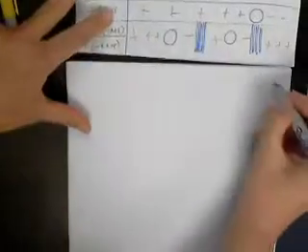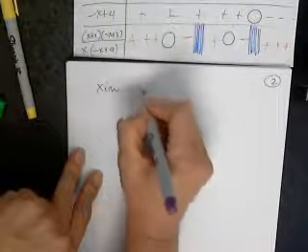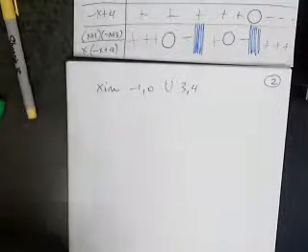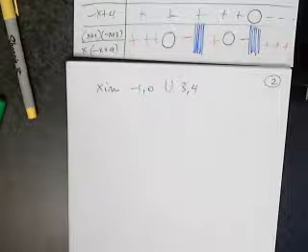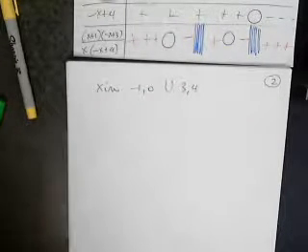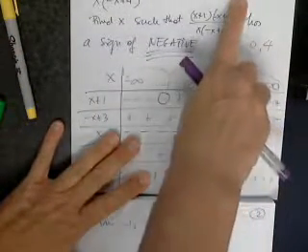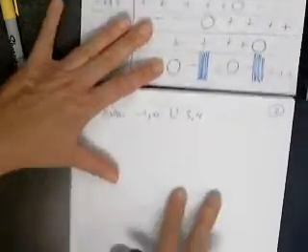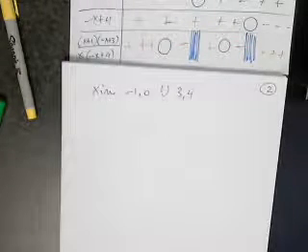So let's write the final solution. x in the interval -1, 0, union 3 to 4. Now I have to be careful. I need to use parentheses or brackets, but I cannot use a bracket where the expression is undefined. And I have to use a bracket when the expression is 0 because the symbol has the equal symbol. So where is the bracket? Where is the interval? The parenthesis.